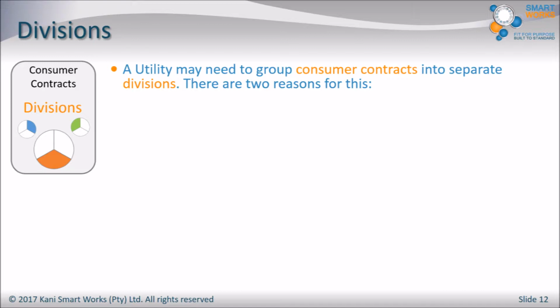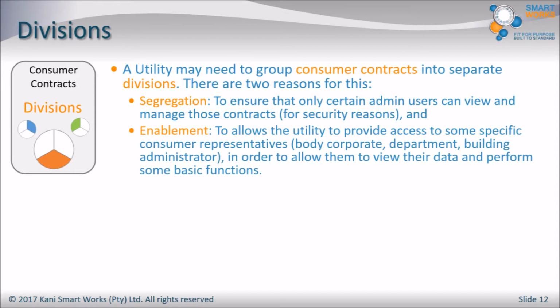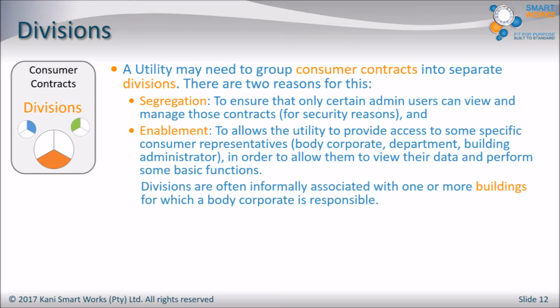Divisions. A utility may need to group consumer contracts into separate divisions. There's two reasons for this. Segregation, to ensure that only certain admin users can view and manage those particular contracts for security reasons. And secondly, enablement. This allows the utility to provide access to some specific consumer representatives, such as body corporates, departments, and building administrators, in order to allow them to view their data and perform some basic functions. Divisions are often informally associated with one or more buildings for which a body corporate is responsible.